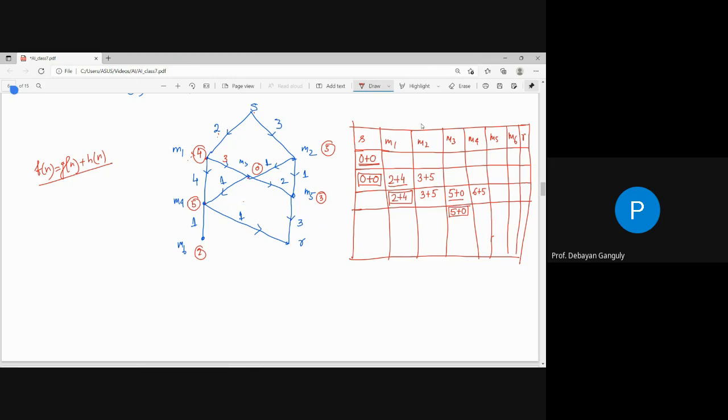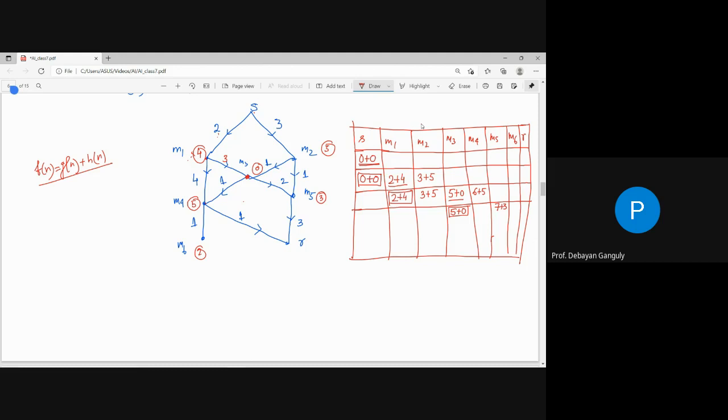So I have to expand the node M3. If I want to expand the node M3, there are two successors. One is M4 and one is M5. So from M3, I already reached with the cost 5, right? From M3, if I want to reach M5, that has cost 5 plus 2, that means 7, and the heuristic is 3. That means 7 plus 3 if I want to reach M5.